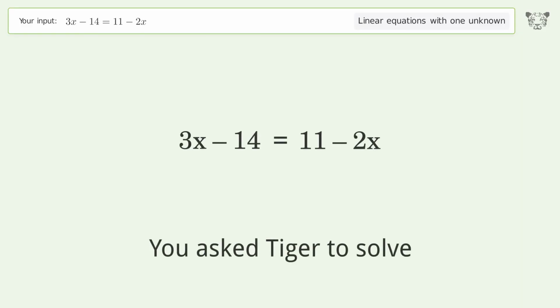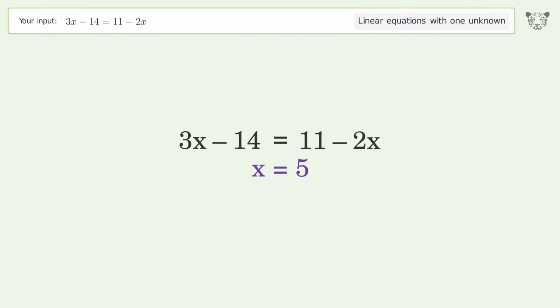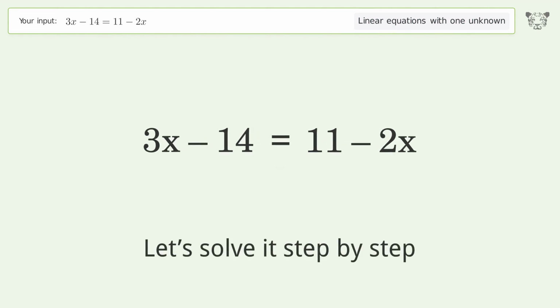You ask Tiger to solve. This deals with linear equations with one unknown. The final result is x equals 5. Let's solve it step by step.